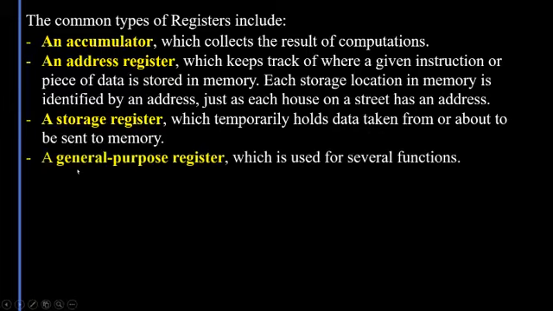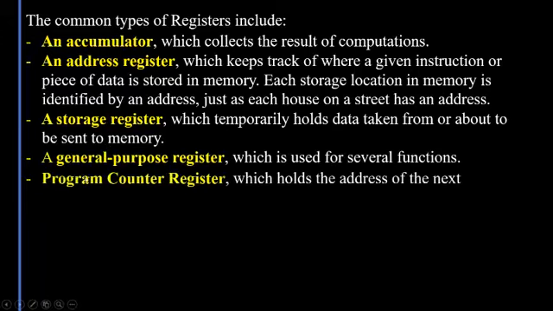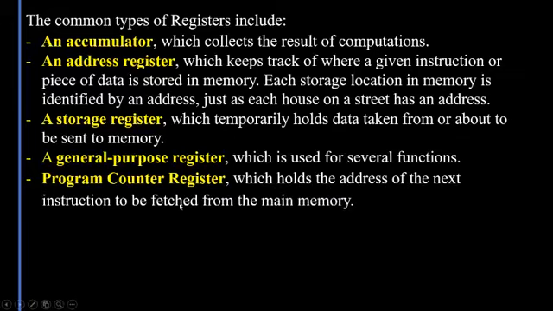Then we have general purpose register, which is used for several functions. This one is used for several functions which are not defined here. Then we have program counter register, which holds the address of the next instruction to be fetched from the main memory.